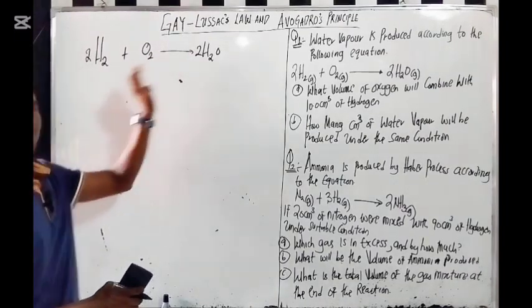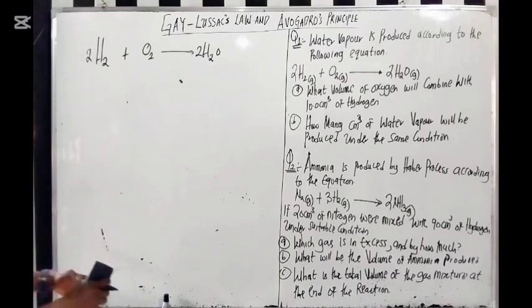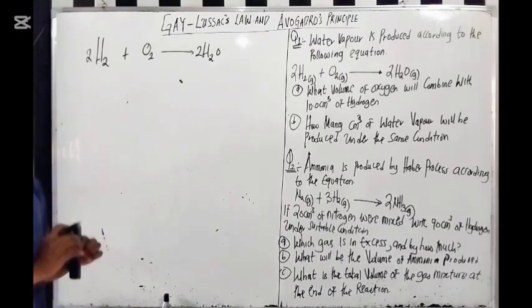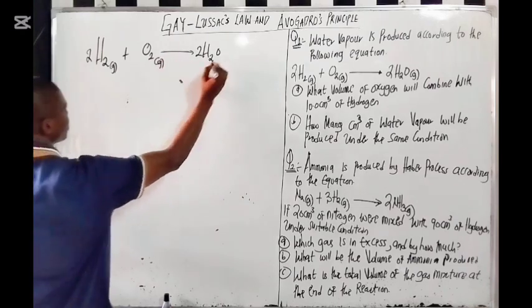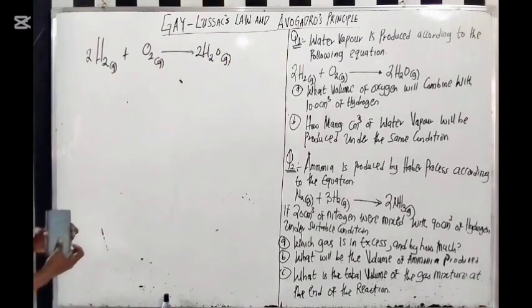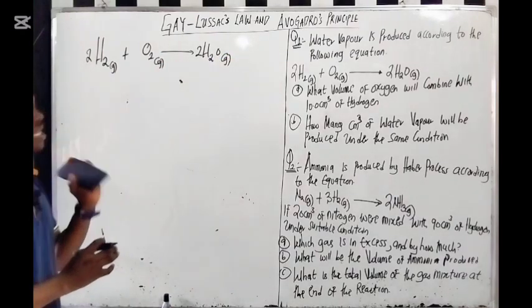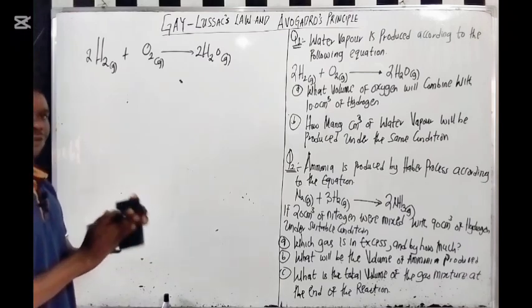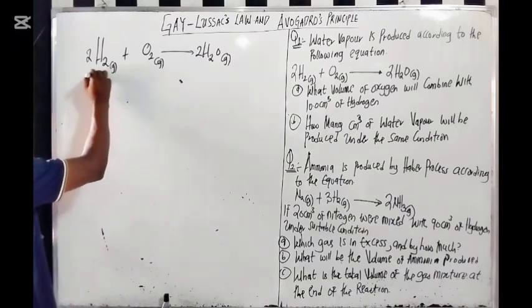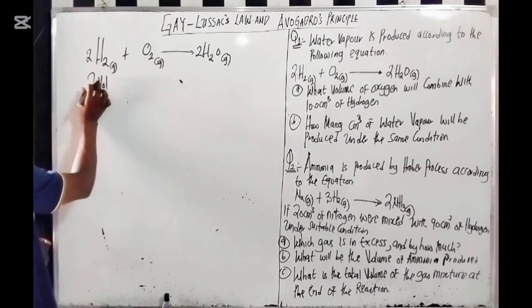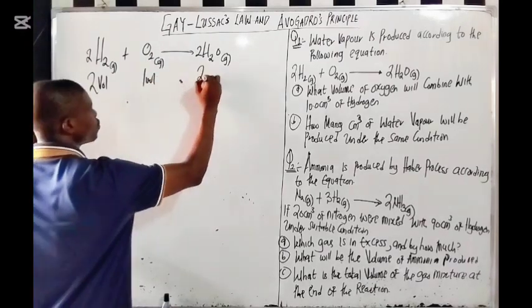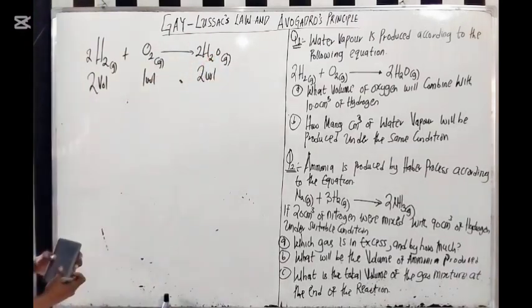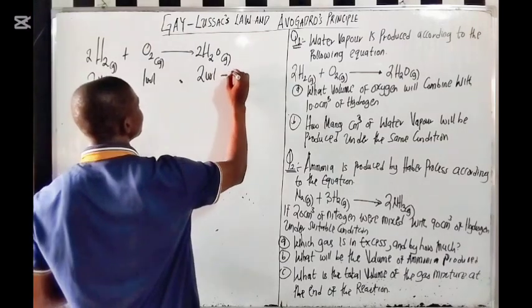This is called chemical combination. If you check very well, because they are all gaseous, Gay-Lussac's law uses the volume. It means that two volumes of this react with one volume of this to produce two volumes of this. This is called Gay-Lussac's law.